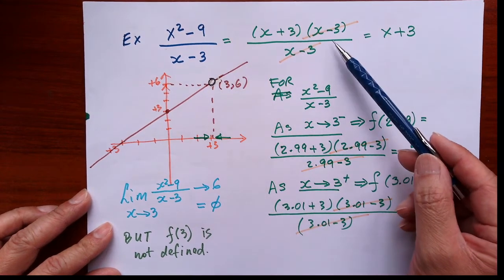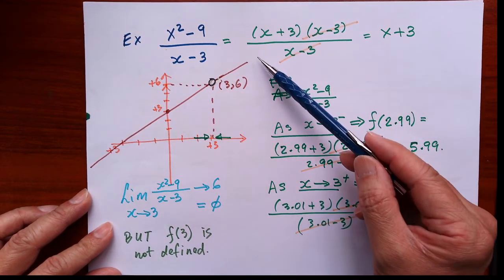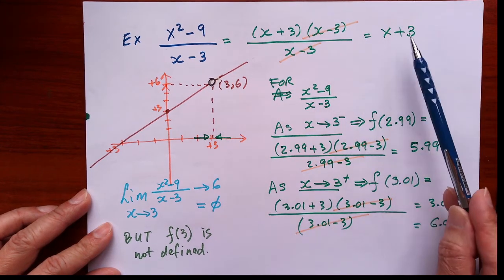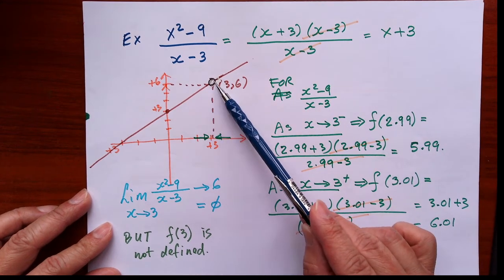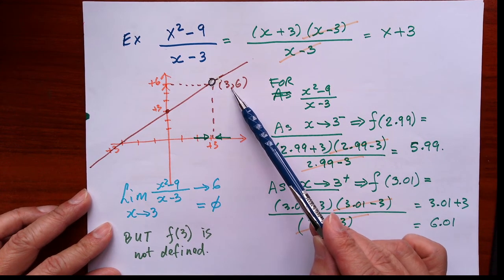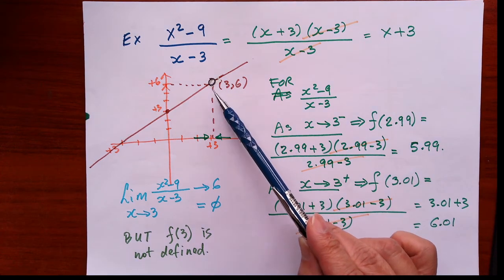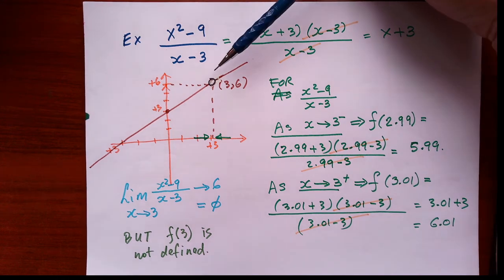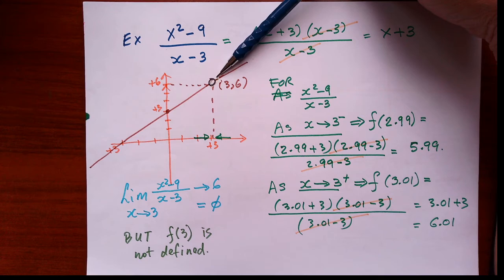It reduces to a straight line, so we can draw it as a straight line, but because of the way we have defined it, we cannot. If this was x plus 3, the line would pass right through the point x equals 3, y equals 6. But because of the way we have defined it as x squared minus 9 over x minus 3, this function has no value at the point x equals 3. So we have to exclude this point from the line.